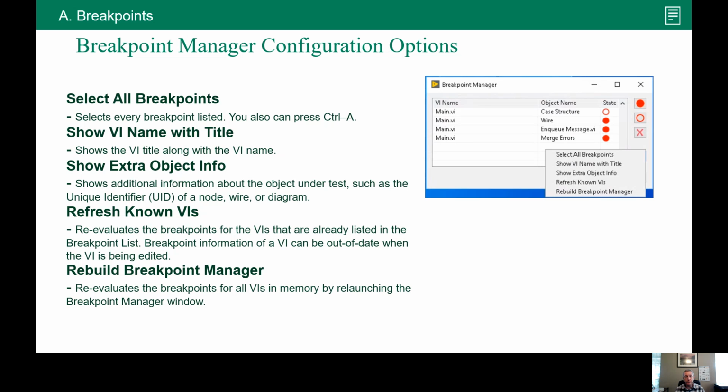And you're going to want to use those menu options to be able to see, oh, there's some new reentrant VI instances that have been spawned and they have breakpoints in them, and you want those to appear in the list. And if something ever gets out of sync or you don't think things look right in the breakpoint manager, there's the option to rebuild, which is basically like closing and relaunching the breakpoint manager to rebuild the list that's shown there. So again, these are all new features in LabVIEW 2020. Check those out if you're using 2020 or later.